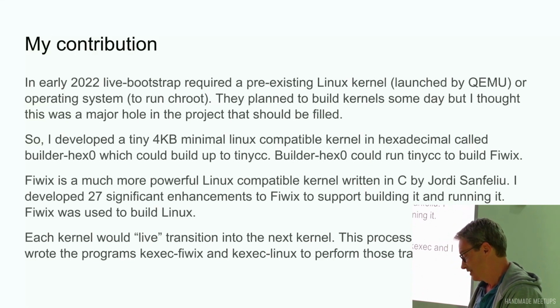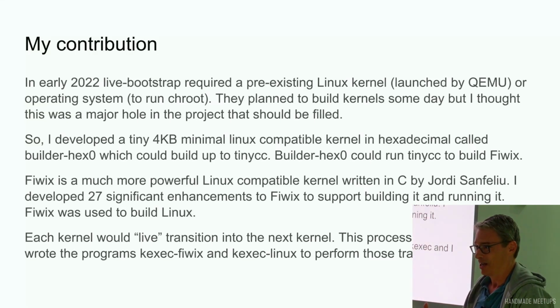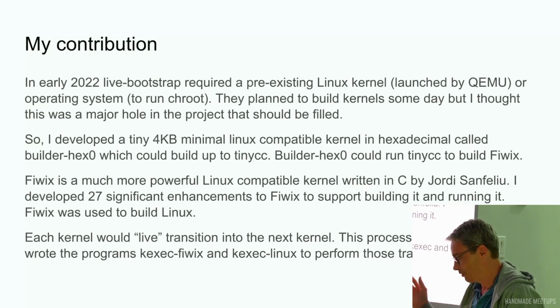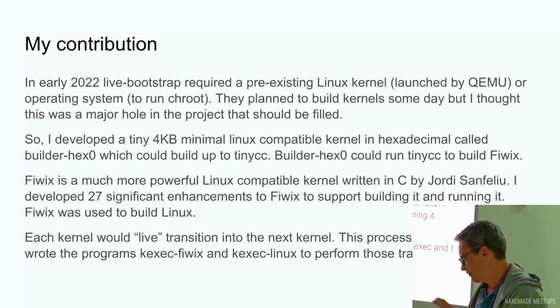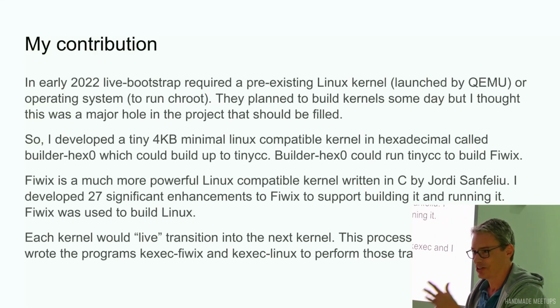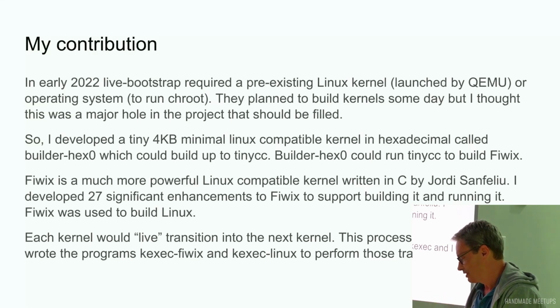And I was like, well, that's kind of cheating. I mean, you're assuming this 4 megabyte binary program already to launch the whole thing. And so I looked at the first hex 0 compiler that they had, and I'm like, this really only uses like 4 or 5 system calls. How hard can it be to write a kernel that just implements these system calls?